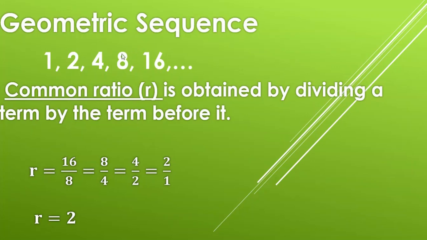If it happens that you divide one term by the previous term and the quotients are different, then that will make the sequence not geometric.